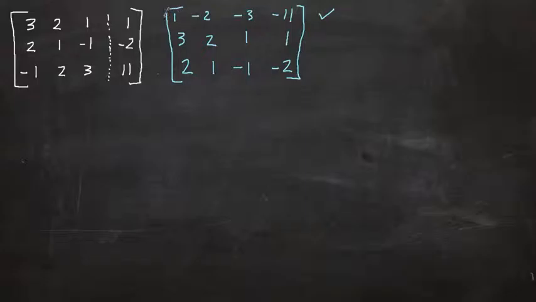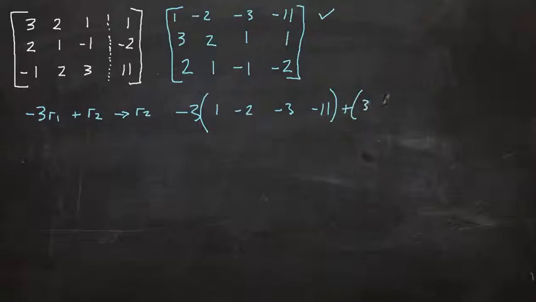So to get minus 3 from another row, we could multiply this row by minus 3, because then we've got minus 3 times 1. So what we're going to do is multiply row 1 by minus 3, add it to row 2, and then put that answer as the new row 2. So it'll be minus 3 lots of 1, minus 2, minus 3, minus 11. So that's minus 3 lots of row 1. Then we're going to add it to what row 2 already is, and then we're going to put the answer as the new row 2.